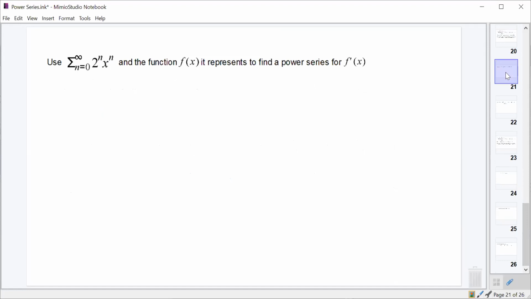So we've used this one before, right? This one is 2 to the n, x to the n, or 2x to the n. This was the series for 1 over what? 1 over 1 minus 2x, right? We already dealt with that one.